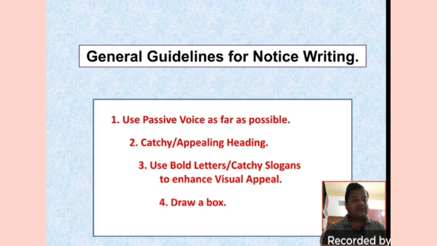But that box should be drawn not in the beginning, it should be drawn after having completed your notice writing, because you do not know how much space will be needed by you for writing that notice. So always remember that the box should be drawn after having completed the notice writing.